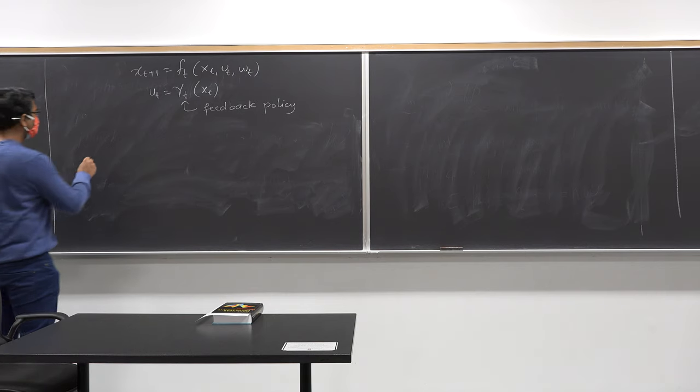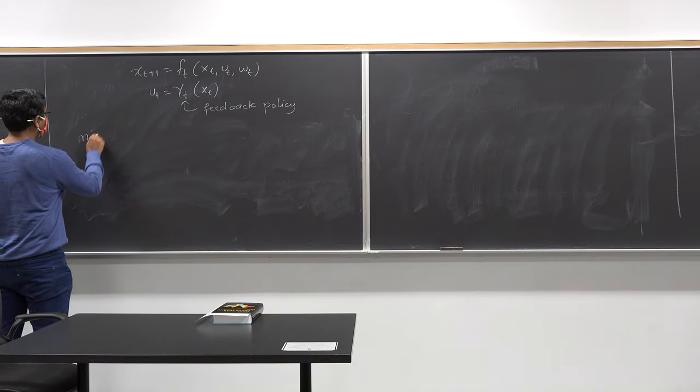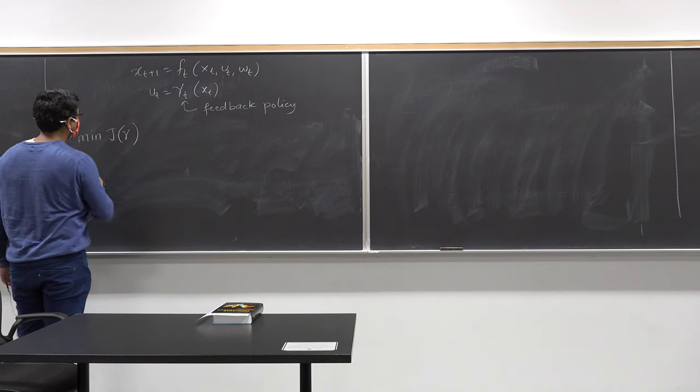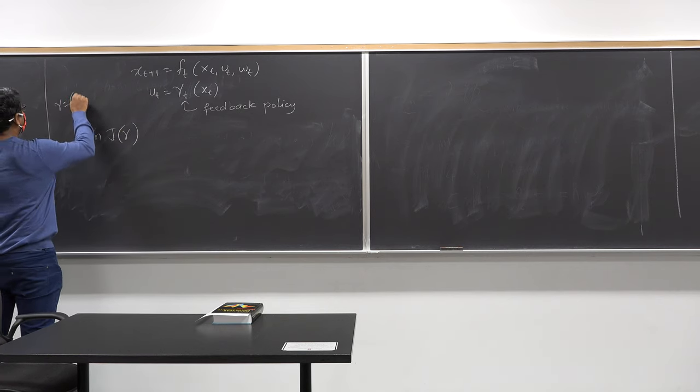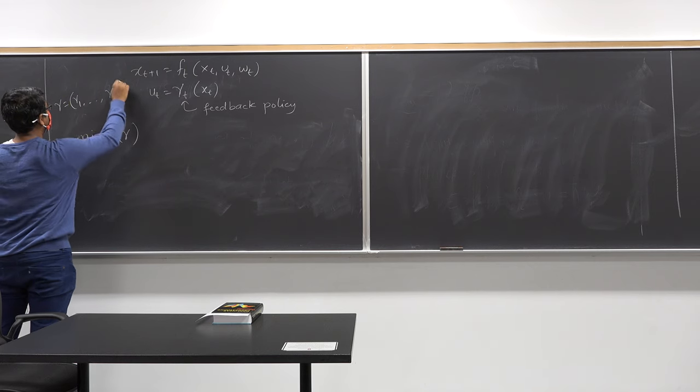If there is a performance criteria attached to the system, and in order to be very broad and general, here is what we want to do. I want to minimize J of gamma, where gamma is the collection gamma_1 to gamma_T.